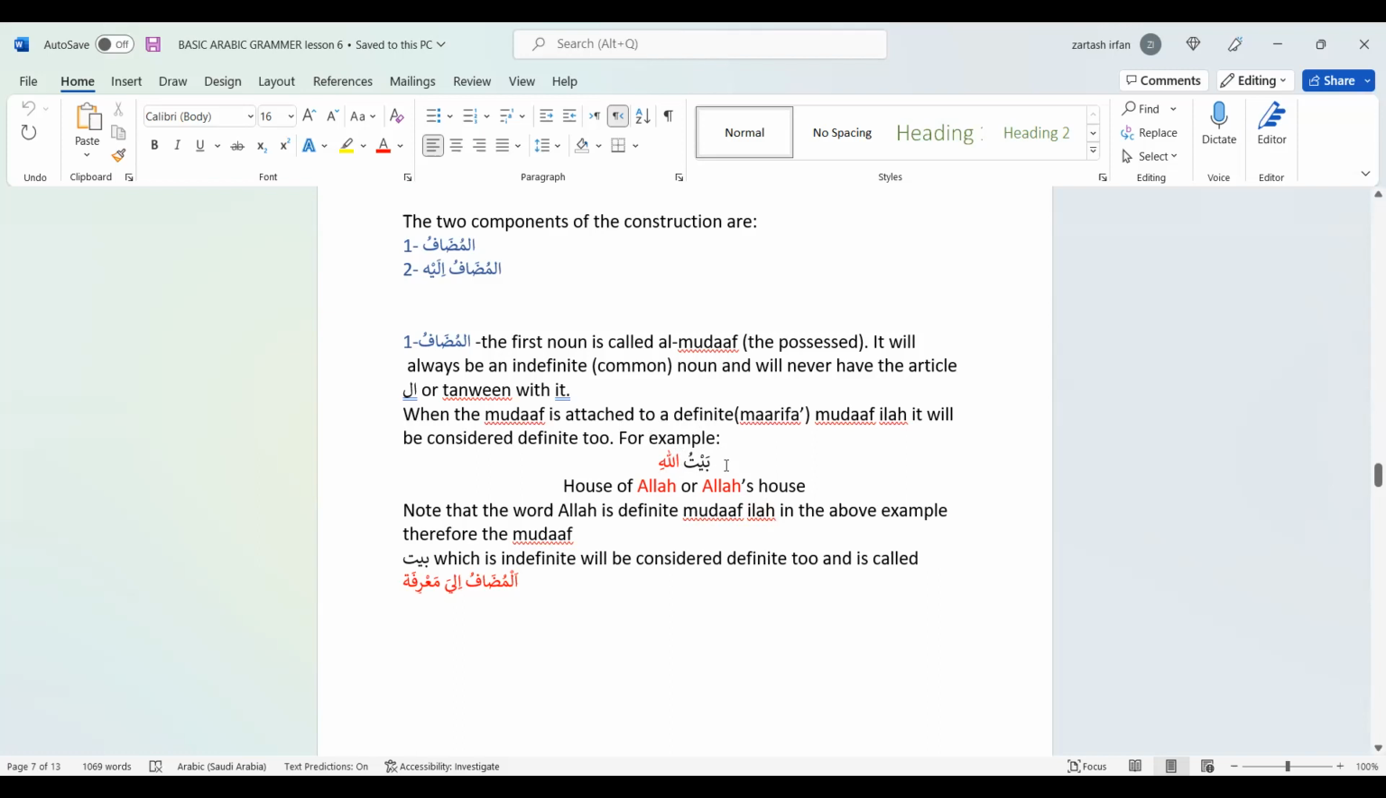Otherwise, it doesn't have al and it doesn't have tanween. As I told you, there are two things you will notice in the mudaf: it will not have al, and it will not have double damma or tanween. But this definite mudaf ilayh is making it a definite mudaf. So this construction will be called al-mudaf ila marifa. Though it is an idafa construction, al-murakkab idafi, because it is a definite construction, it will be called al-mudaf ila marifa.